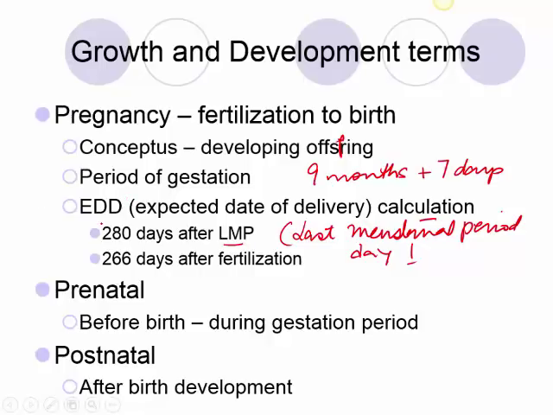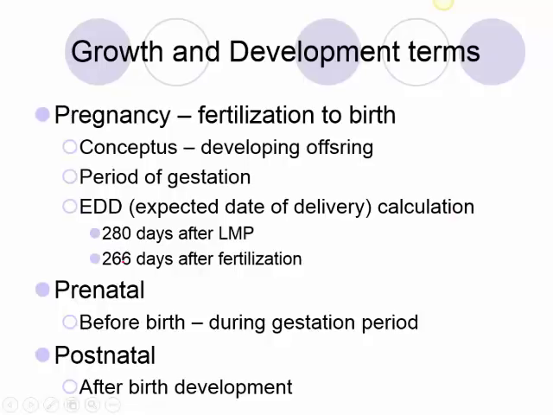It can be calculated if you know when fertilization occurred, which is very difficult to really know. If you know exactly when fertilization occurred, you do 266 days after that. Otherwise, it is 280 days after the last menstrual period, which I say is 9 months plus 7 days. So if your first day is January 1st, you calculate 9 months and add 7 days.